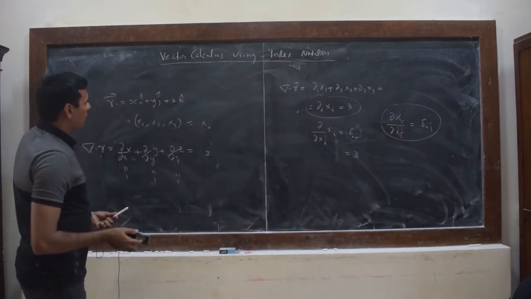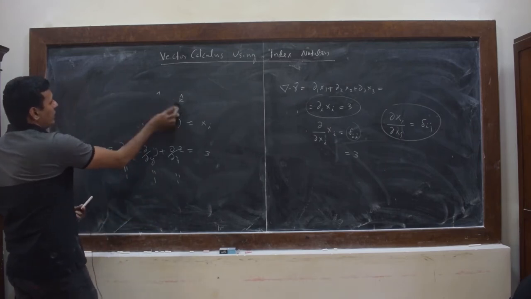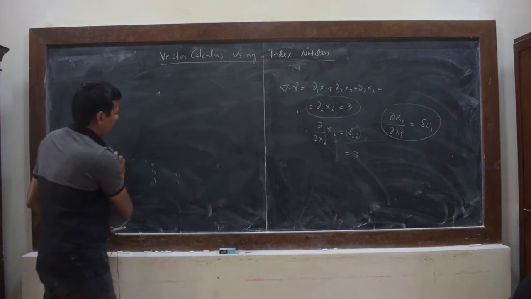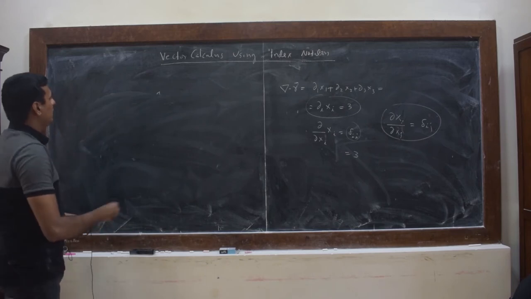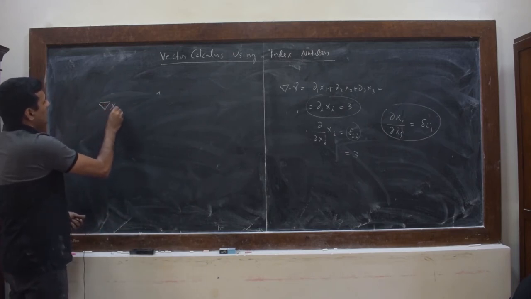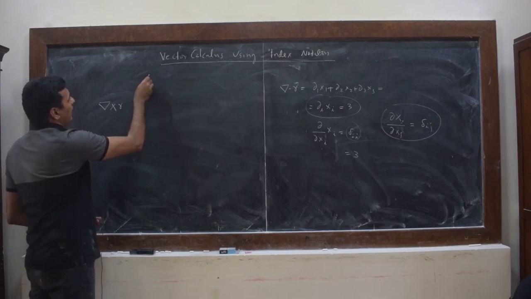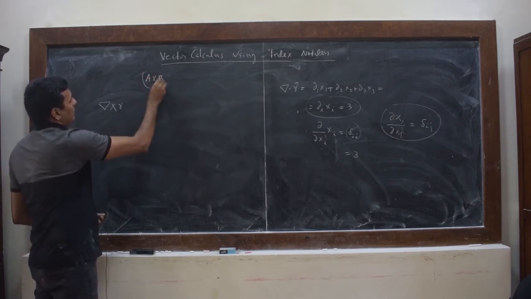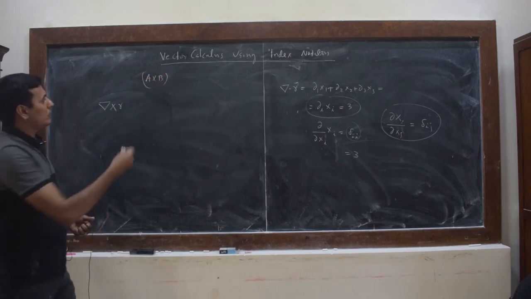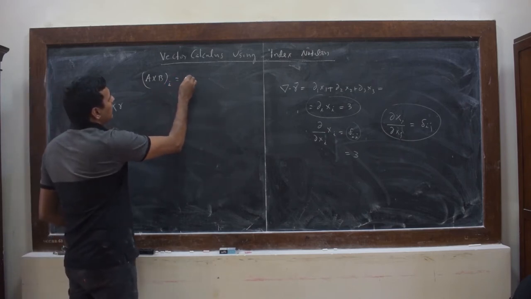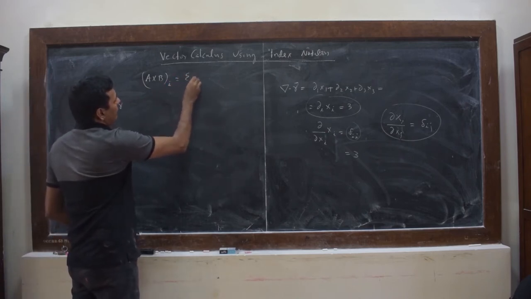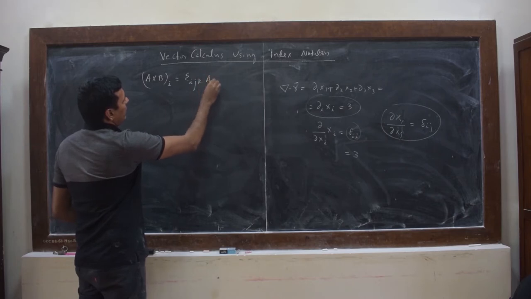Okay. All right. So your del dot r. And now let's look at what is del cross r. Okay, so del cross r, and we know that a cross b in the index notation, a cross b is a vector whose ith component is nothing but epsilon ijk aj bk.